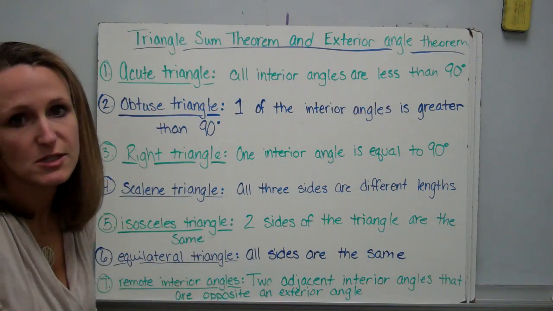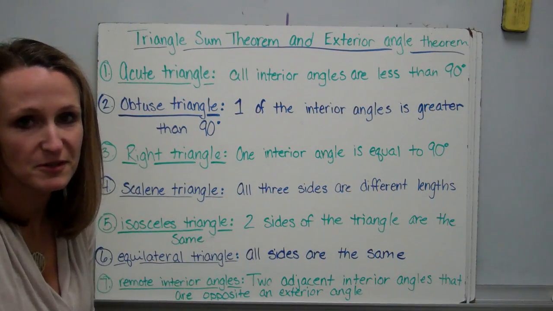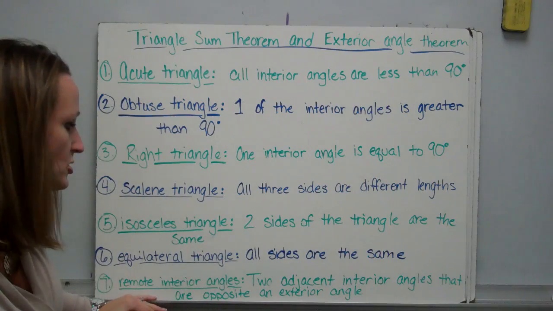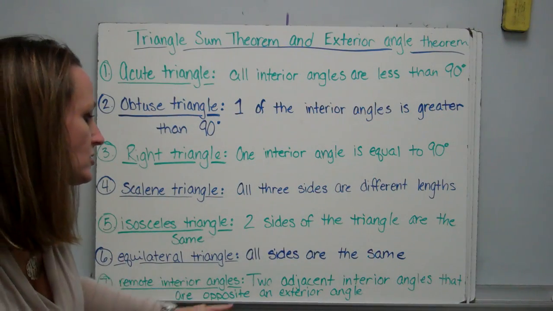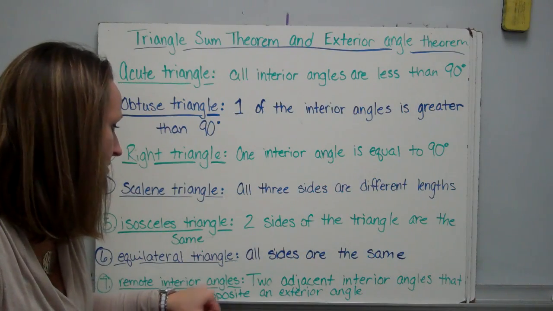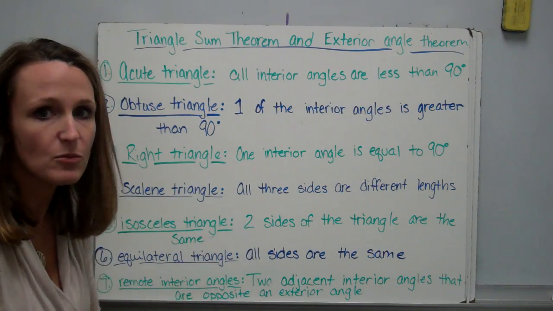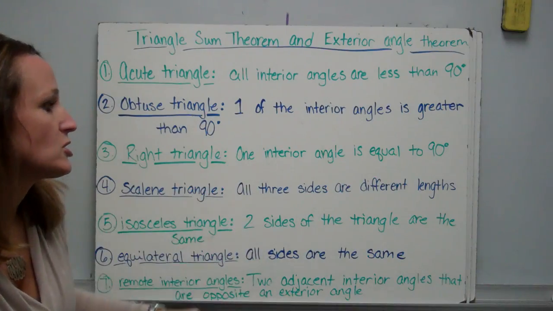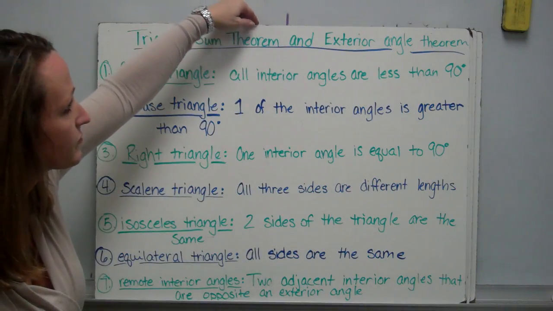These 6 definitions you should have heard before in your life somewhere. This last one should be new. Remote interior angles are the two interior angles that are on opposite sides, opposite of an exterior angle. Now we're going to talk more about what that means in just a minute, but make sure you have all these definitions.